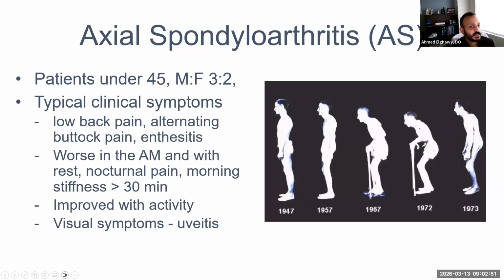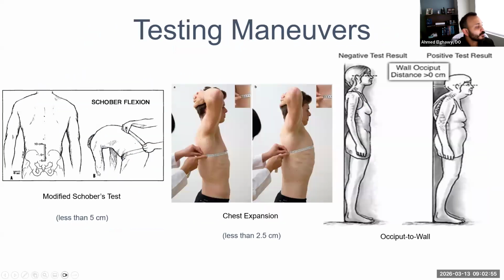So how do we test for this? Well, we do it clinically in our office. We do what we call a modified Schober's test, where we measure from their PSIS down. We measure about 5 centimeters below and 10 centimeters above the PSIS. We have them bend forward. If there's more than 5 centimeters of movement, then we know that they have good range of motion. If they have less than 5 centimeters of movement, we know there's some sort of restriction.